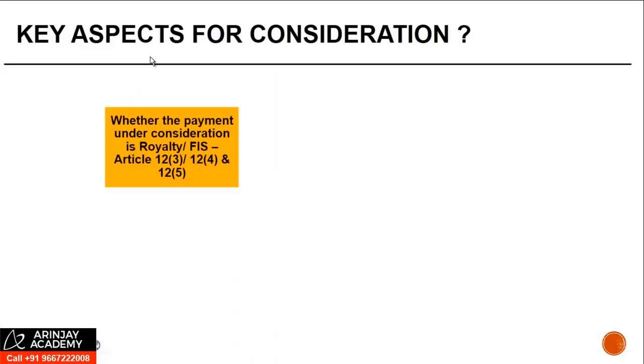So what are the key aspects which come up for our consideration? The first thing is, since the taxation is of royalty and fee for included services, you need to identify whether the payment under consideration actually constitutes royalty or FIS. And for this, the answer normally comes from Paragraphs 3, 4, and 5 of Article 12.